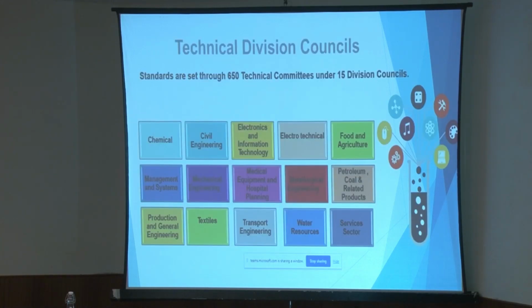We have a total of 15 division councils. For our topic, civil engineering is one, then chemical, electronics and information technology. My department is metallurgical engineering. Under these 15 division councils, we have technical committees for various products, a total of 650 technical committees.